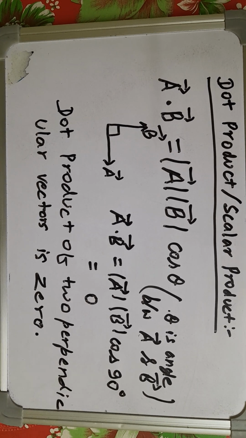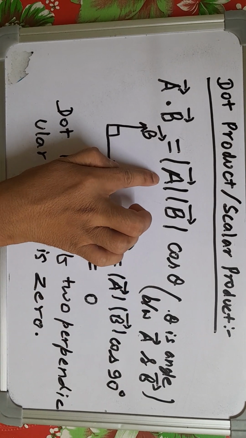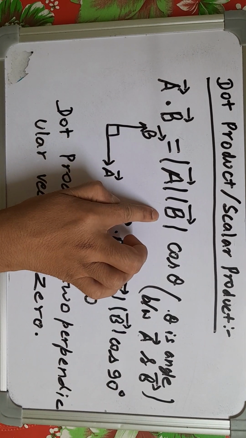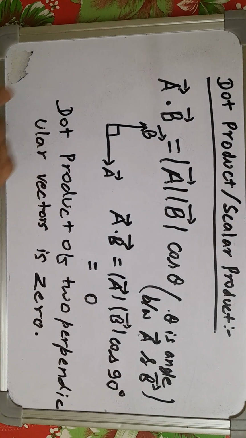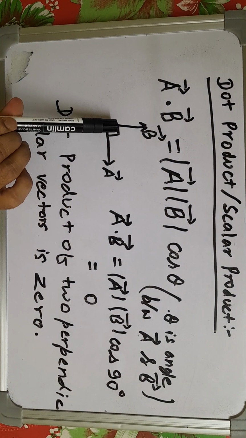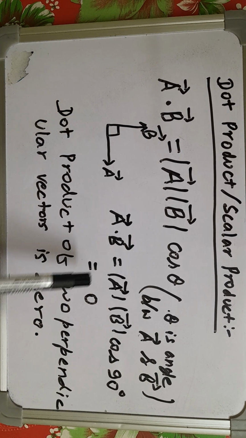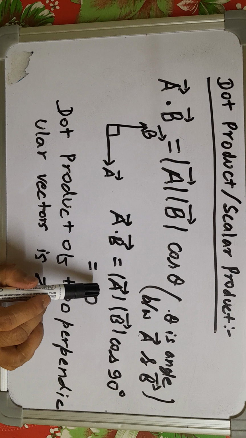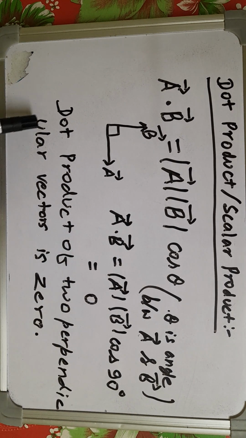Okay, so what is the dot product, scalar product? That is a vector dot b vector. It will be ab cos theta. This a is the magnitude of a vector, b is the magnitude of b vector, and cos of theta, where theta is the angle between a vector and b vector. Let us suppose there are two vectors, a vector and b vector, between which the angle is 90 degree. Then a vector dot b vector will be ab cos 90 degree, and cos 90 is 0, so it will be 0. So the dot product of two perpendicular vectors is always 0.